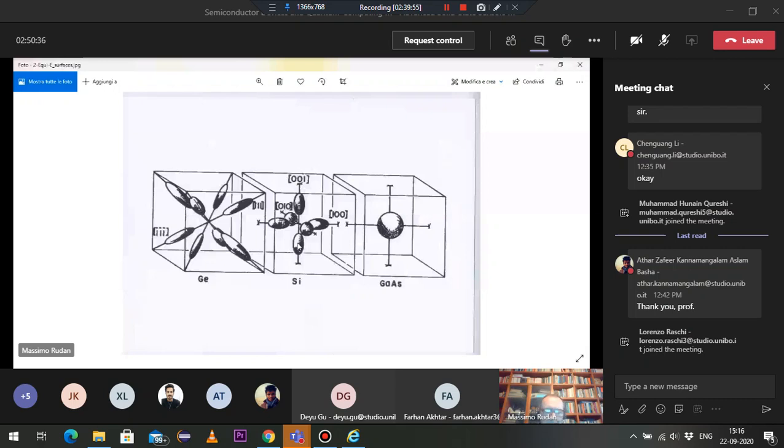The same applies to germanium. You have 8 minima, but you must consider only half of them, so it's 4. And they are placed along the 1, 1, 1 direction. You see the symbol here. This is 1, 1, 1 with the minus sign on top, as they do in crystallography, okay? These are minus signs on top of the ones. And also in this case, we have two transversal masses and one longitudinal mass, so we have ellipsoids of rotation.